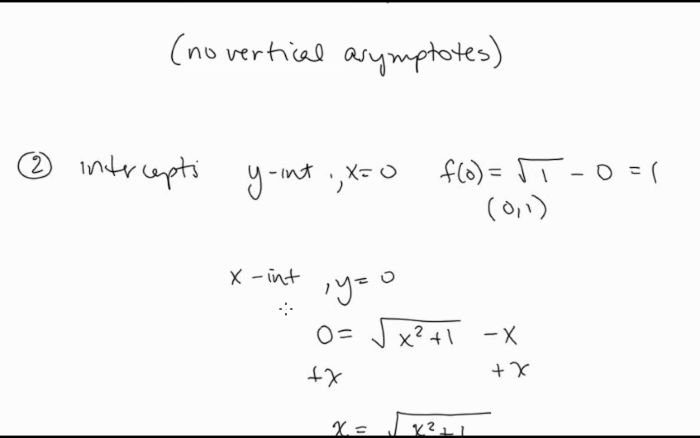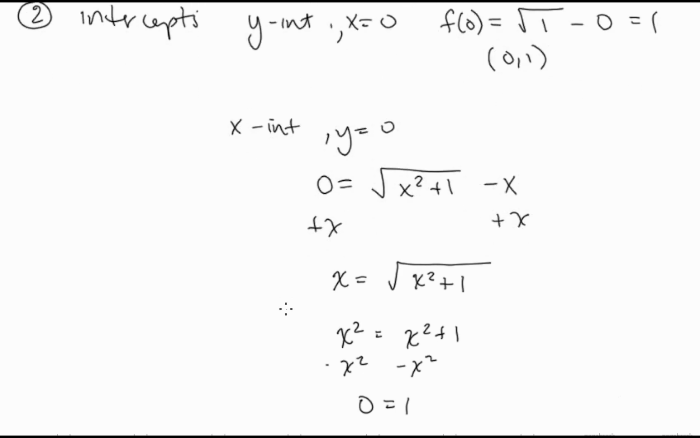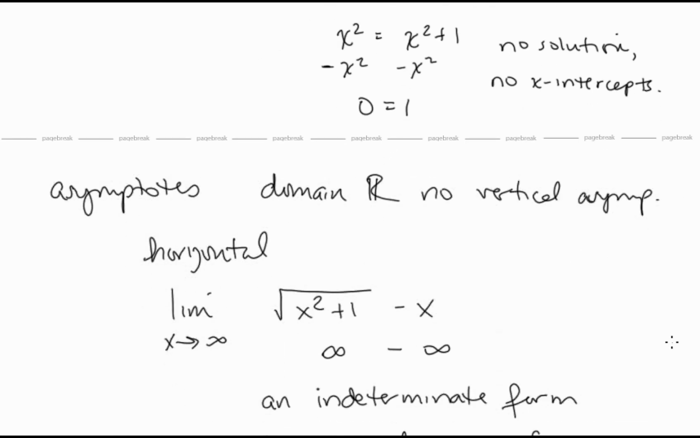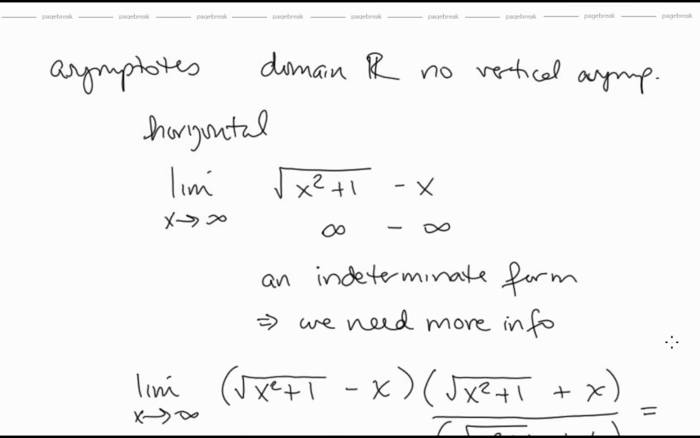And to find any x-intercepts, let's set y equal to 0. 0 is equal to radical x squared plus 1 minus x. We can add x to both sides, square. And notice here we have x squared is equal to x squared plus 1. But that can't be true, because subtracting x squared from both sides says that 0 is equal to 1, and we know that can't be true, so there's no solution here. And so there are no x-intercepts. For our asymptotes, we said that because the domain is all reals, we have no vertical asymptotes.